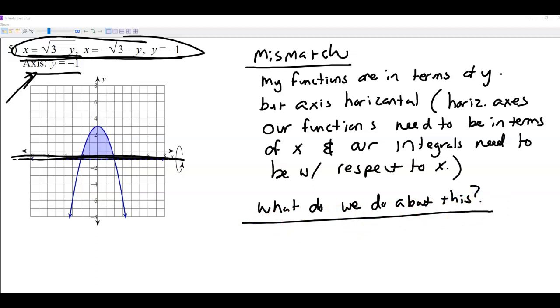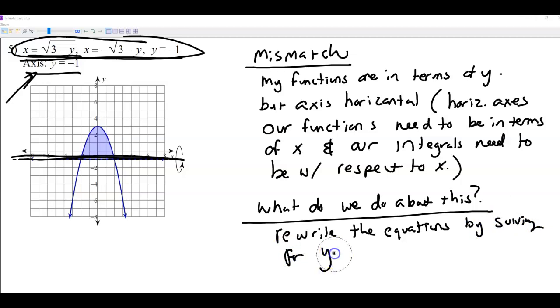We're going to rewrite our equations by solving for y. That's a nice little note to have in your notes. I'd encourage you to have it. But I'm going to delete it now.